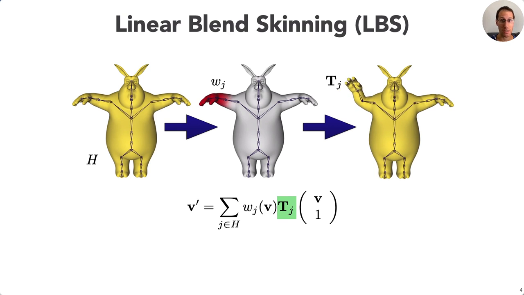So the designer or the animator adjusts the transformation matrix associated with each handle, and then the shape moves by applying the weighted average transformation across the shape. This is standard in many parts of computer graphics, particularly for real-time animation.